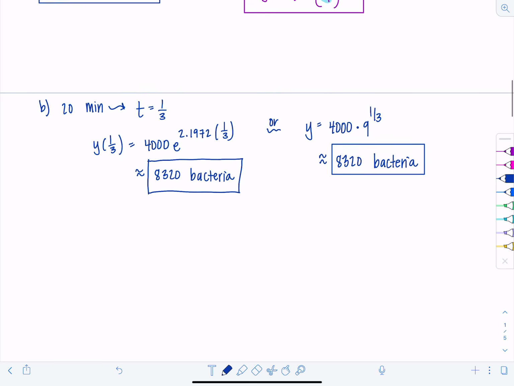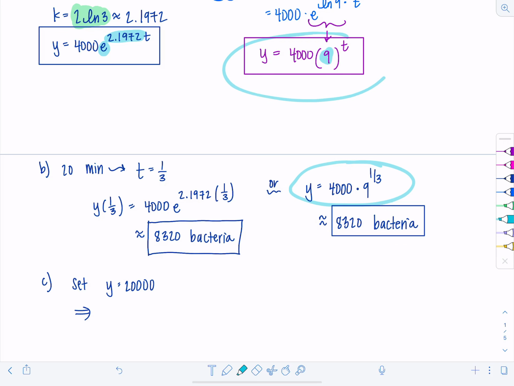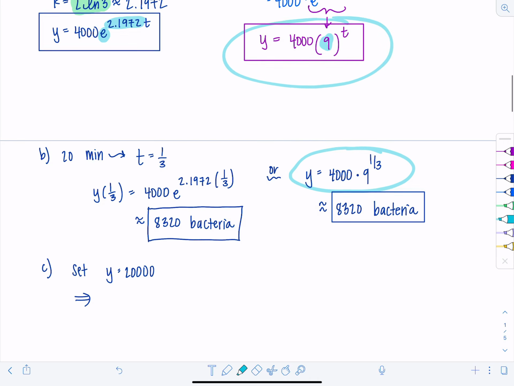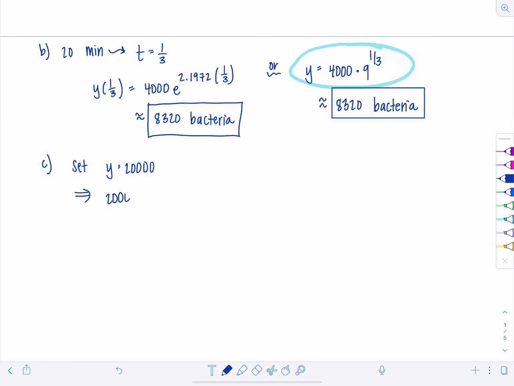Okay, so part C, when will the population reach 20,000? I'm going to set y equal to 20,000. So that means, and actually, you know what, in this scenario, I want this more precise one with no rounding: 4,000 times 9 raised to the t. It just makes me feel better because I know there's no inaccuracy there. So 20,000 equals 4,000 times 9 to the t. Divide both sides by 4,000, so I have 5 equals 9 to the t.